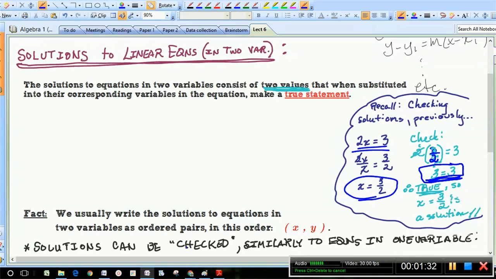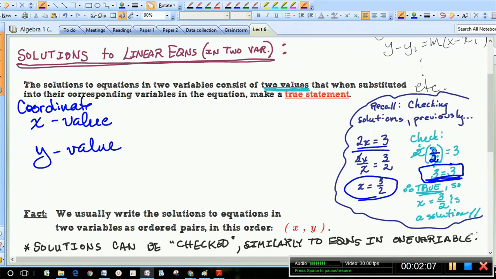You're going to hear these pairs called ordered pairs, coordinates, XY coordinates. We'll talk more about that right now, actually. So the two values we're looking at are X and Y, right? There's usually an X value and a Y value, and when we give them, we can talk about them as coordinates. When we get into the graphing part of this, we'll talk more about them as coordinates.